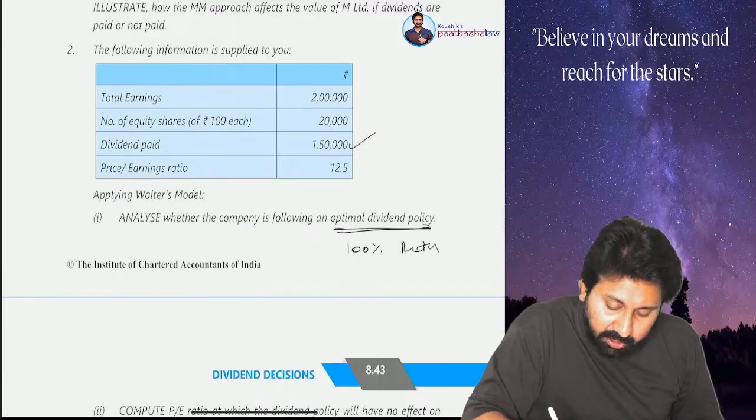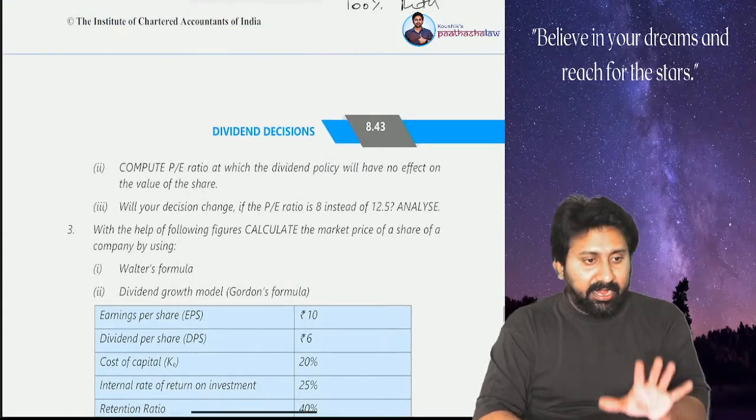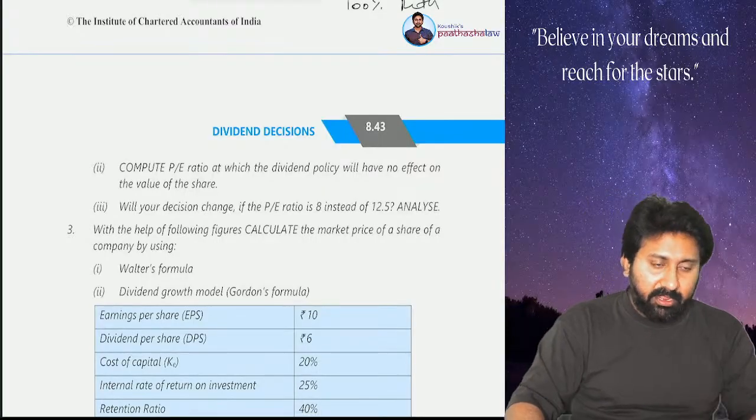Analyze whether the company is following the optimal dividend policy. No. But you should write the entire analysis in the exam. Don't just write no and close the answer.